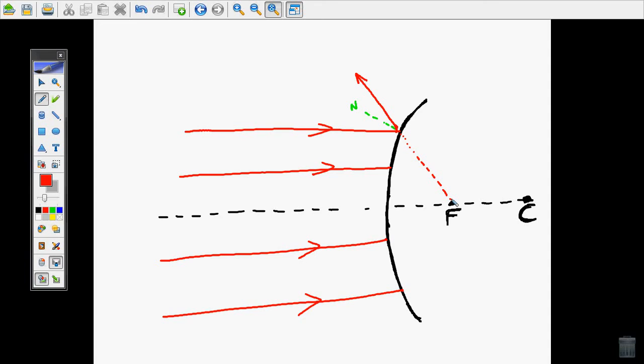So this time the light rays coming in parallel hit the mirror. Each ray obeys the law of reflection, and when it hits the mirror, it reflects as if it came from the focal point. Did it really come from the focal point? No, there really isn't any light behind the mirror, but it's as if all of those rays are coming from there.